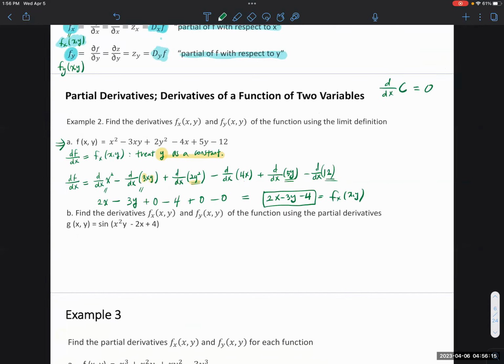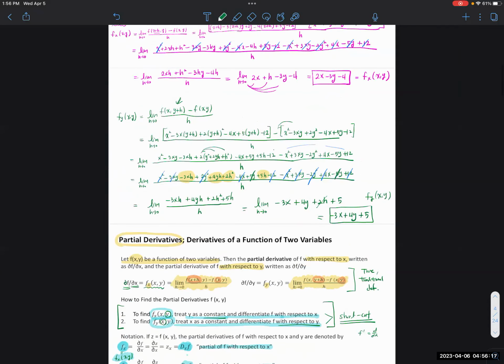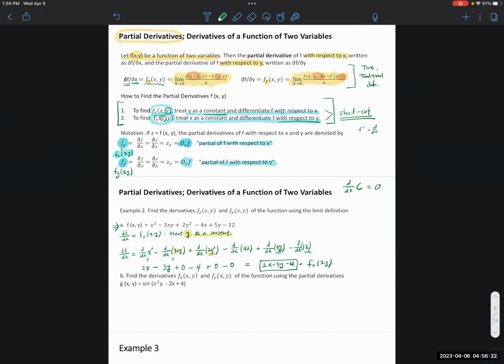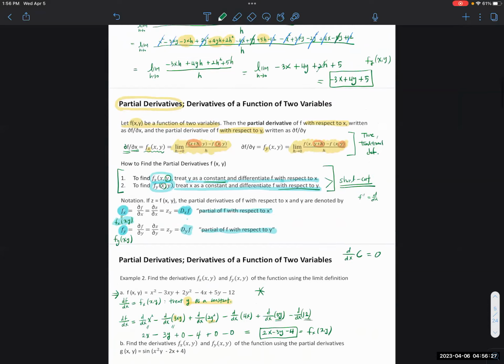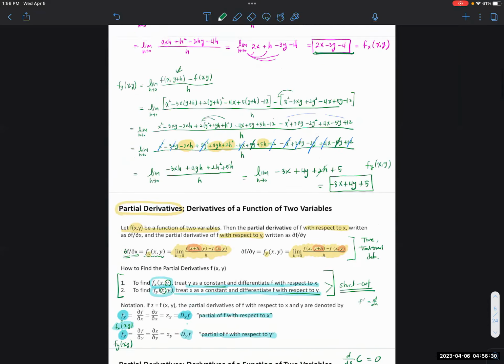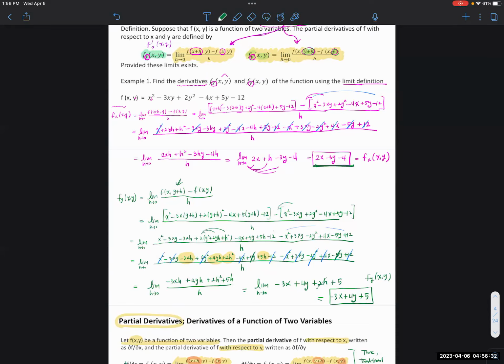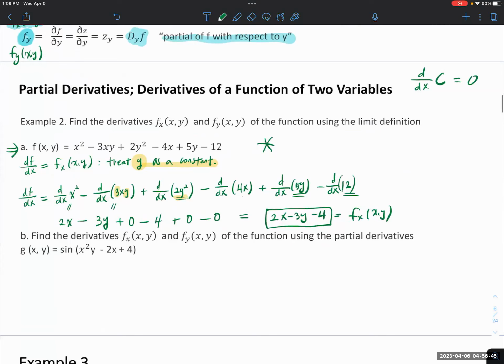Let's compare the answer. We have the same answer: 2x minus 3y minus 4, and 2x minus 3y minus 4. What do you think? This method is better, don't you think so? If you want, I don't mind, you can use the traditional way. It doesn't matter. But you already experienced how to take the differentiation in calculus 1. We are just expanding the variables from one to two. It works. This shortcut works. You're going to treat the opposite variable as a constant.